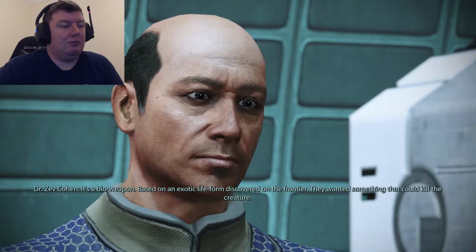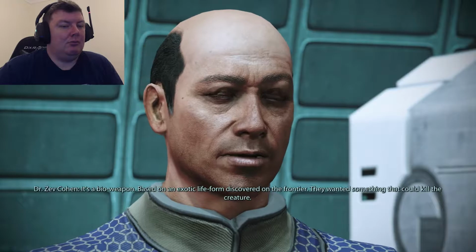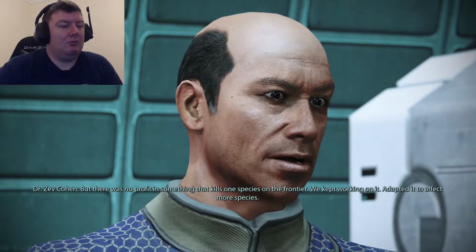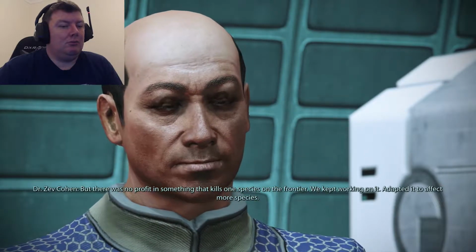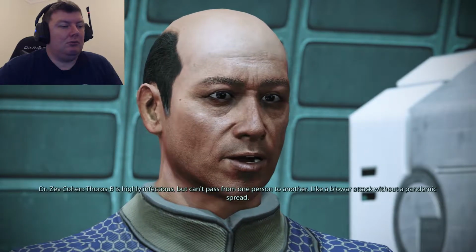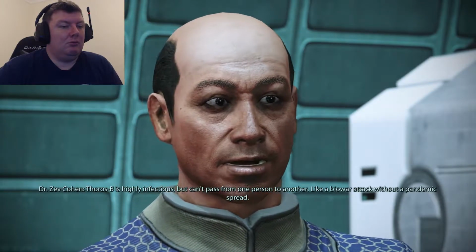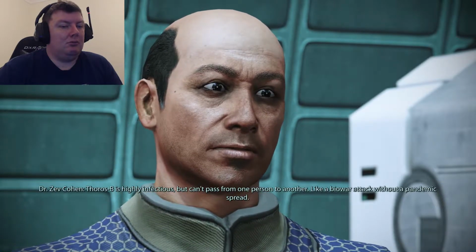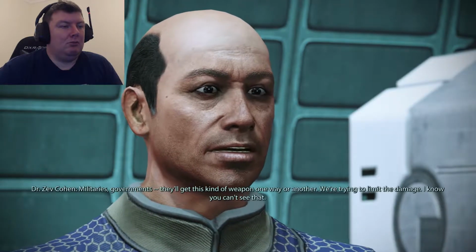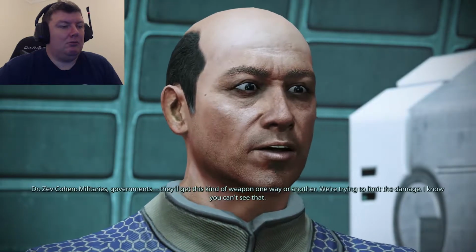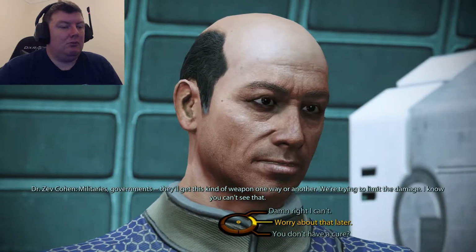It's a bioweapon, based on an exotic life form discovered on the frontier. They wanted something that could kill the creature. But there was no profit in something that kills one species on the frontier. We kept working on it and adapted it to affect more species. Thoros B is highly infectious, but can't pass from one person to another, like a biowar attack without a pandemic spread. Do you imagine that distinction makes this ethical? Militaries, governments, they'll get this kind of weapon one way or another, and we're trying to limit the damage. I know you can't see that.